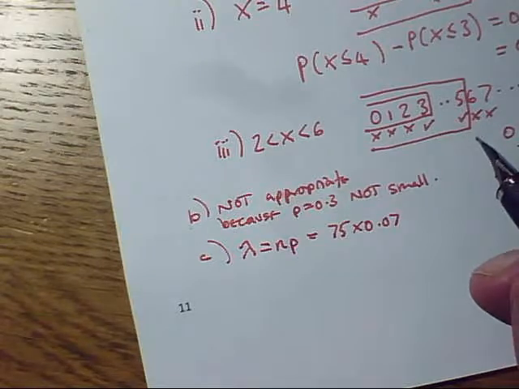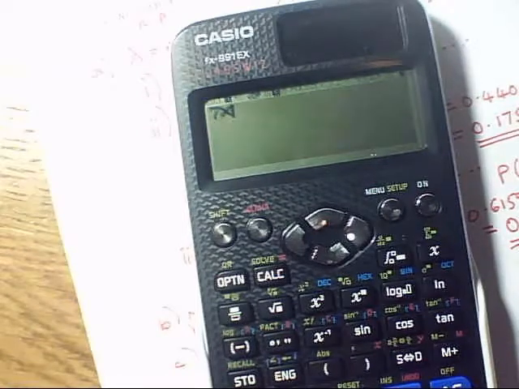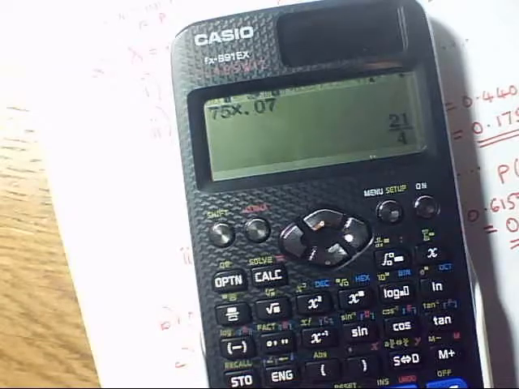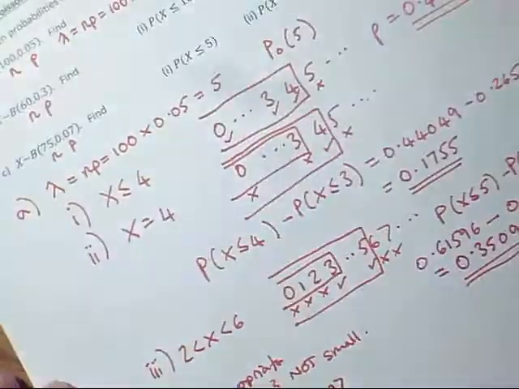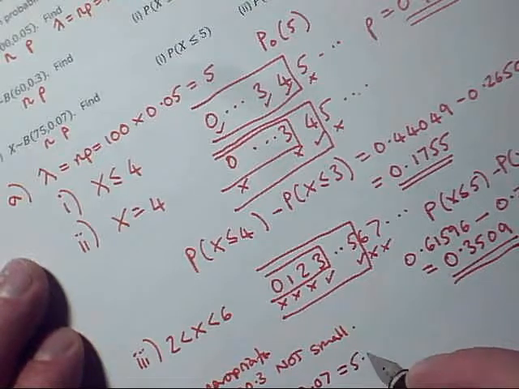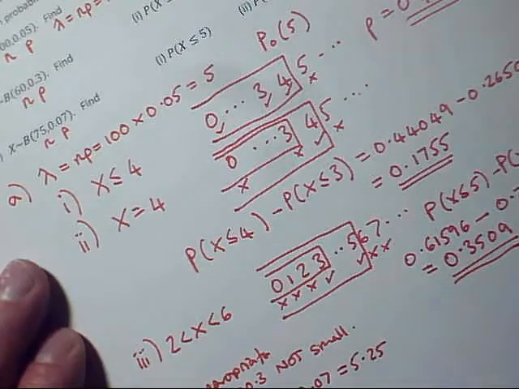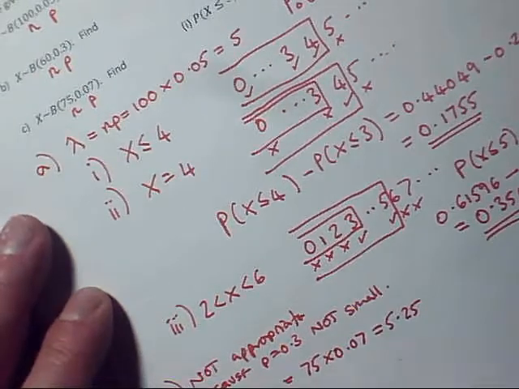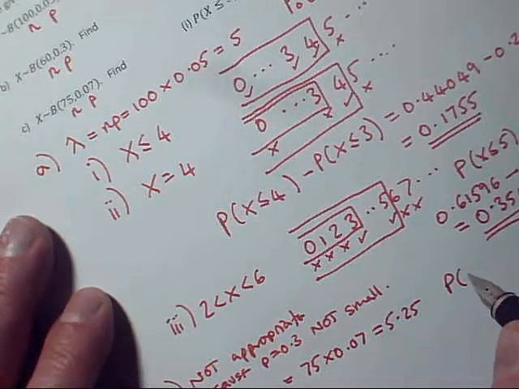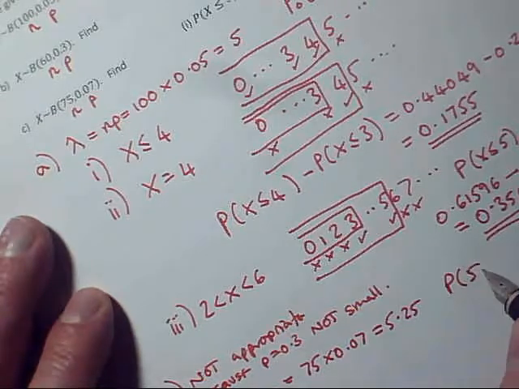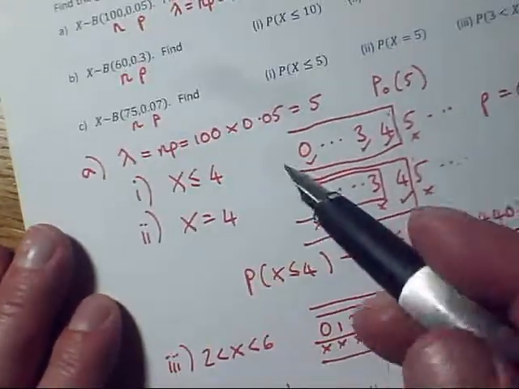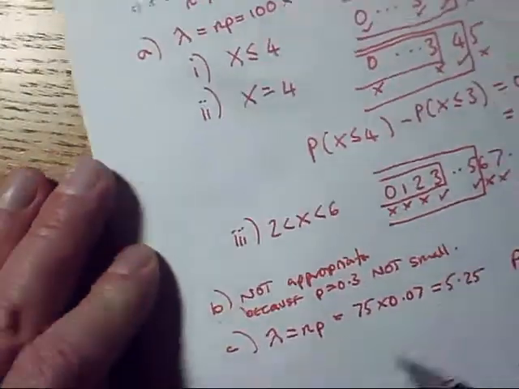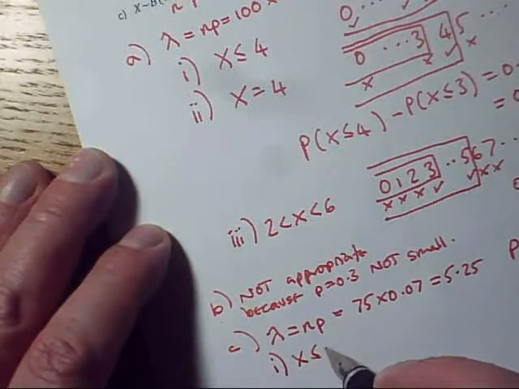Okay, calculator. Here we go. 75 times 0.07 is 5.25. So we have got an answer of 5.25 for our lambda. And we've got to do a Poisson, therefore, with mean lambda, which is 5.25. And the probabilities we've got to do are being less than or equal to 5. Okay, so in the first one, x less than or equal to 5.